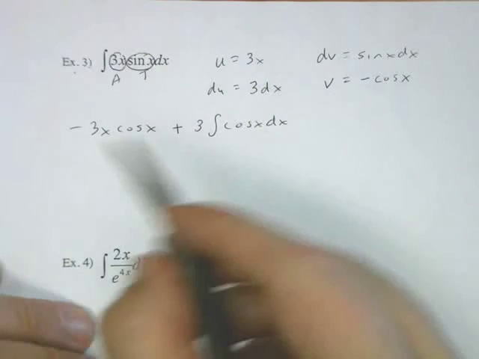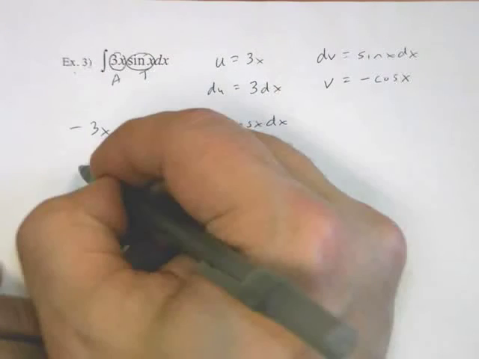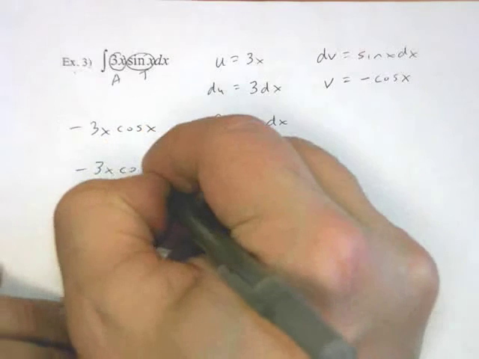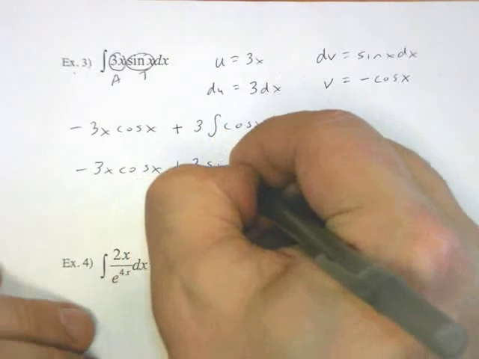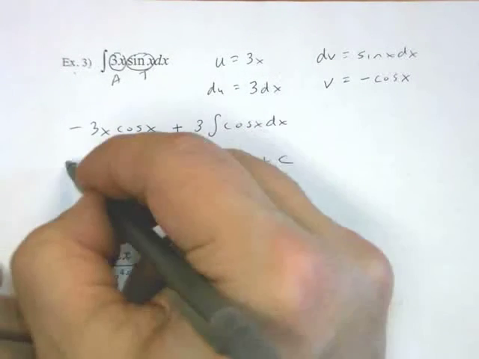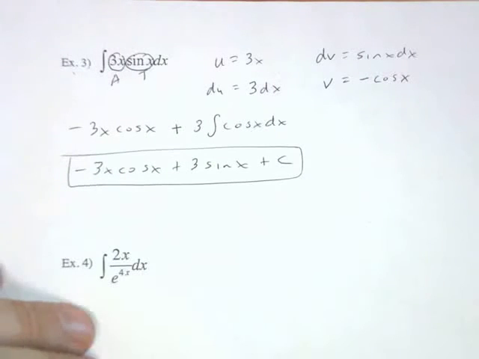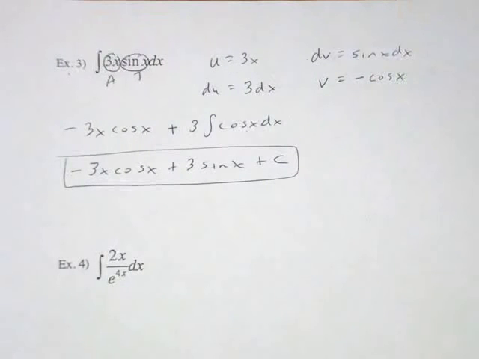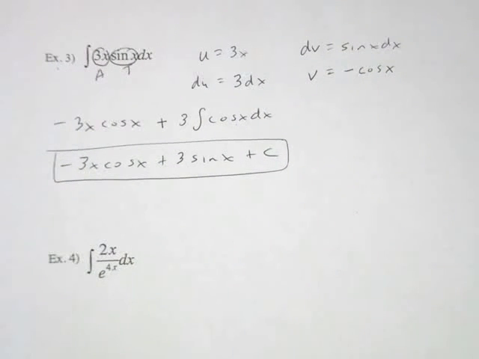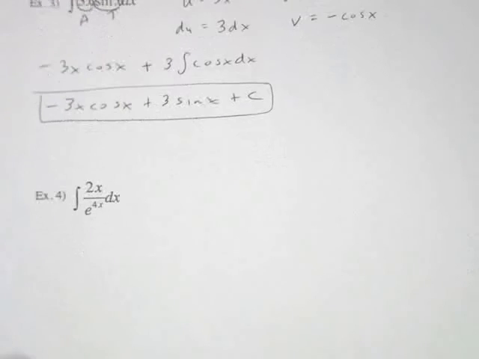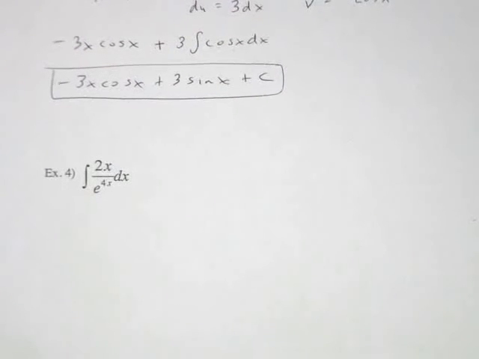Well, now I'm good. I know the integral of cosine x is sine x, so we have negative 3x cosine x plus 3 sine x plus c. I could factor a 3 out of there if I wanted to. Okay, next one. We have 2x over e to the 4x.